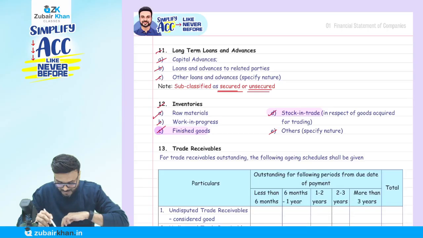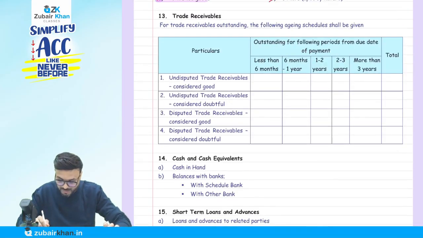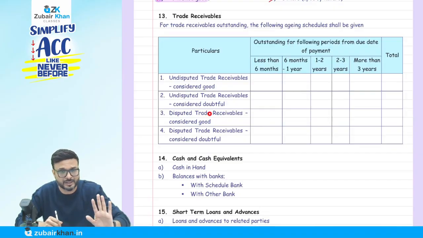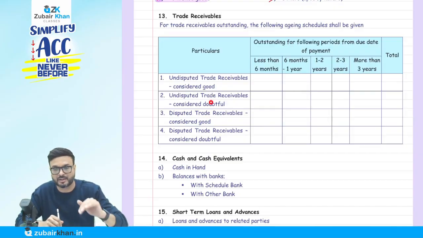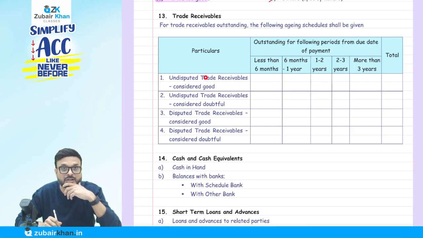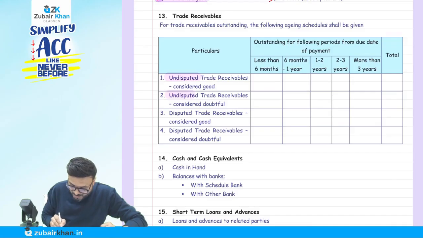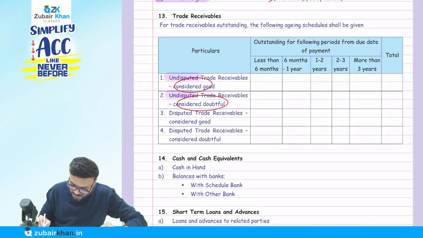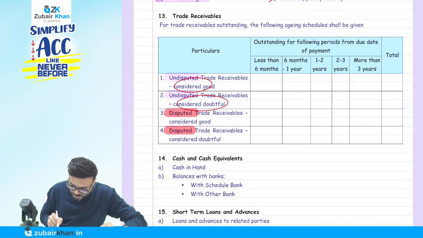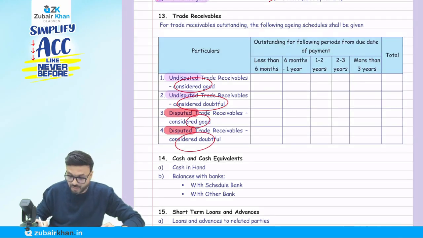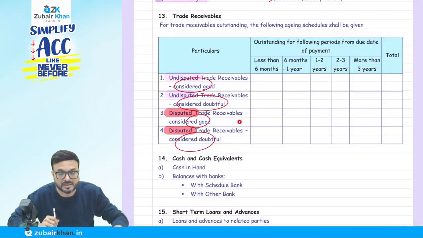But what they tell us here in Schedule 3 is mentioned. There is no need to learn it, sorry, I'm just explaining it; ignore that, they are not going to ask you on that. But they mention two things: undisputed, where they consider good or doubtful debt, and then disputed, again considered good and considered doubtful. So they want us to bifurcate the trade receivable.